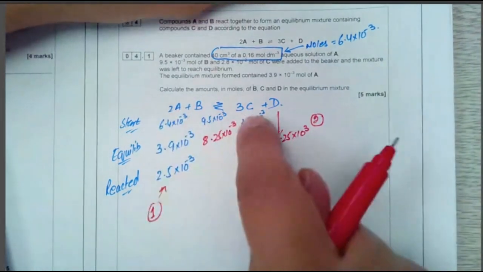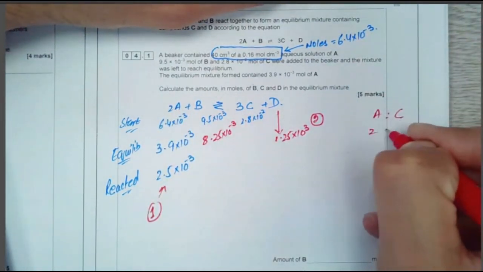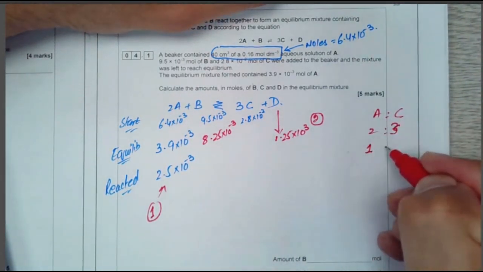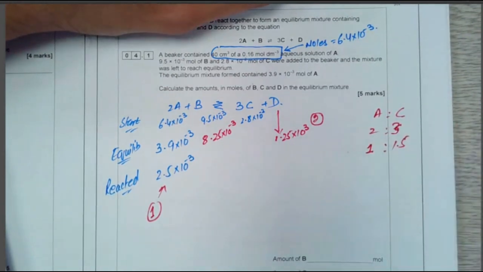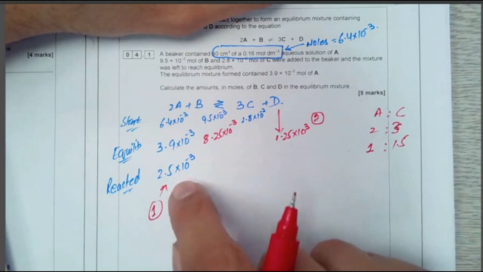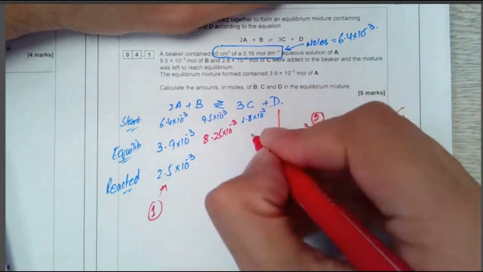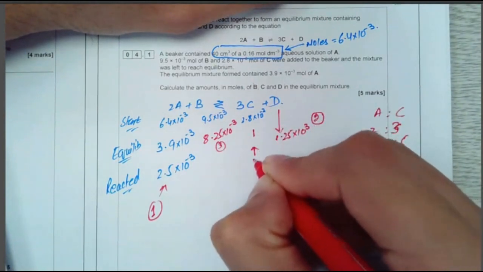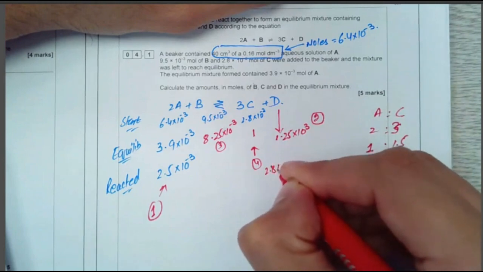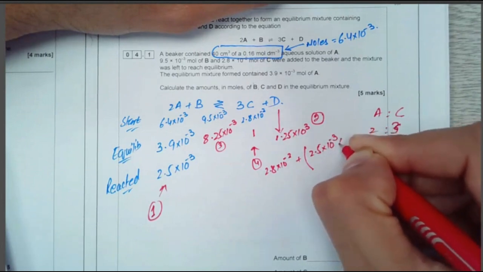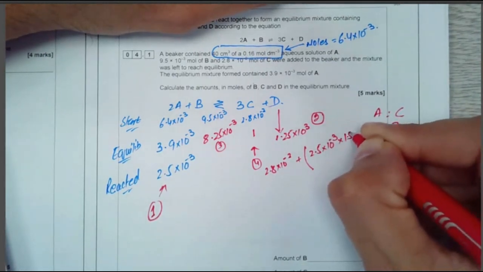Now, if you look at A and C, it is 2 to 3. Now, it is hard to work out between 2 and 3. So what I'm going to do is change them to 1 to 1.5. Does that make sense? So whatever the amount of A has reacted, 1.5 times of this will be produced. So for this one, okay, this is number 3. Number 4 here will be 2.8 times 10 to the power of minus 2 plus 2.5 times 10 to the power of minus 3 times 1.5.